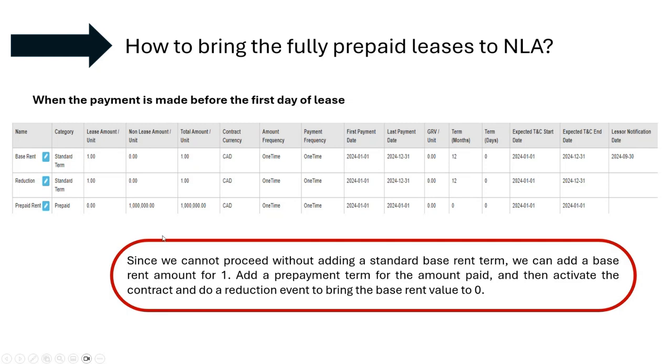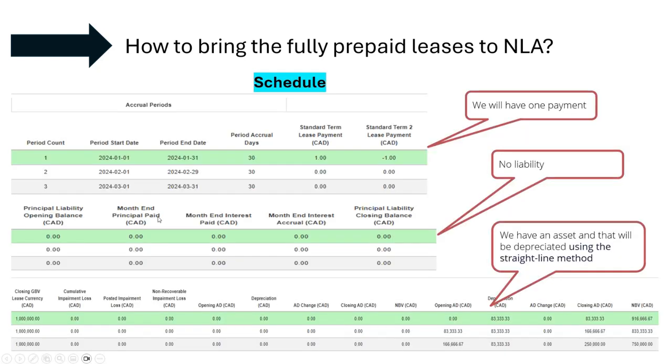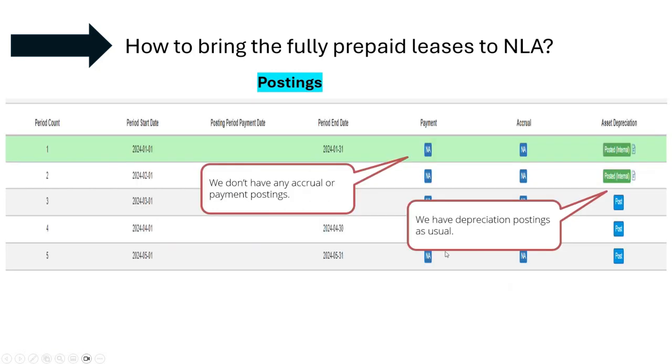And then it will be as if we don't have any payment. So in the schedule we can see we have a standard payment of $1 and the reduction of $1. So we don't have any payment and we don't have any liability, but again we do have an asset, and this will be depreciated using the straight line method. And for the posting, we don't have the payment posting or accrual, but we do have the depreciation posting as usual.